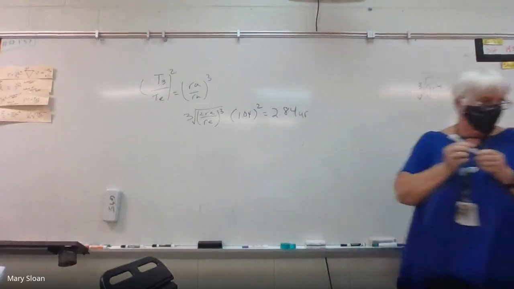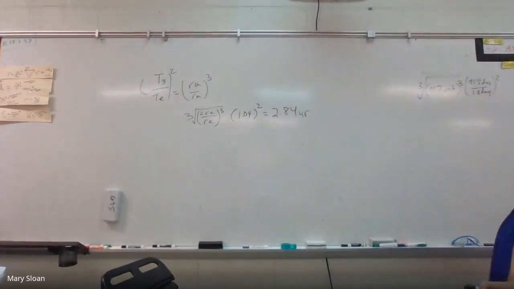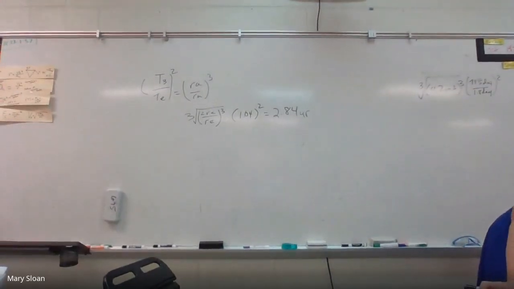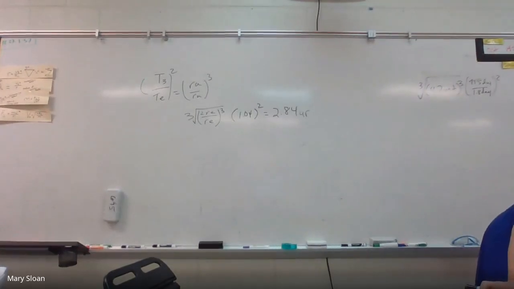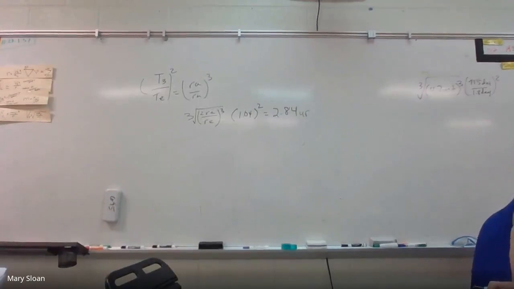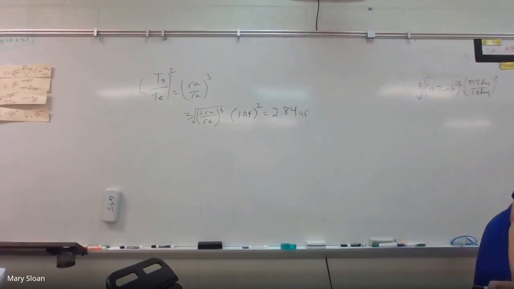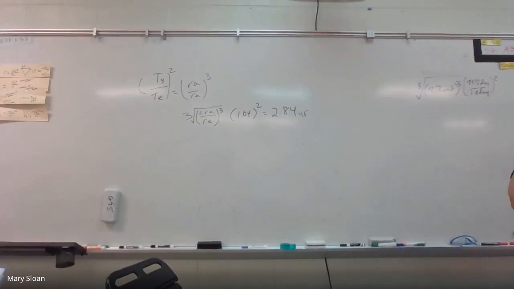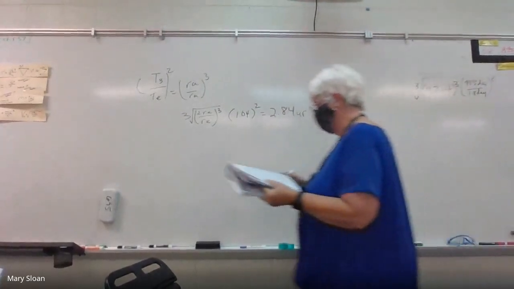How about number 3? Venus has a period of revolution of 225 Earth days. Find the distance between the sun and Venus as a multiple of the Earth's average distance from the sun. Okay? We're going to use the chart on the left-hand side. Does that help? So we're trying to find Venus and Earth, right?